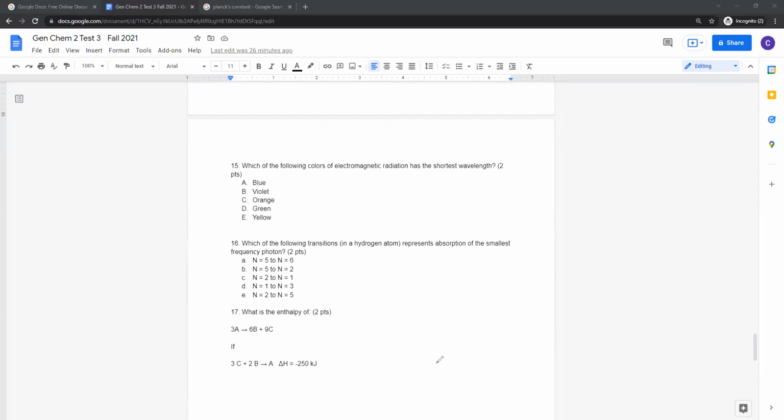So 16 is something I actually mentioned on Wednesday. When we talk about energy levels, the first thing to remember is that the higher energy you go, the energy levels start to shrink. They start to get closer and closer to each other until eventually they're right on top of each other. Also, when you go up in energy, you are absorbing light. When you go down in energy, you are emitting light or emitting energy.